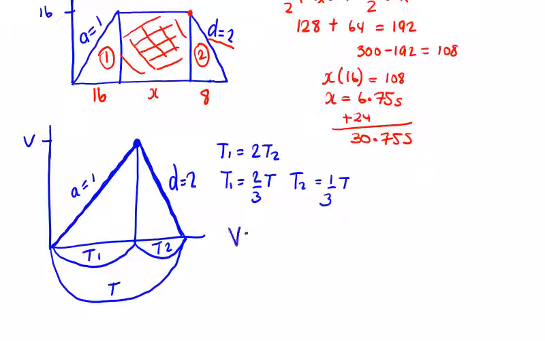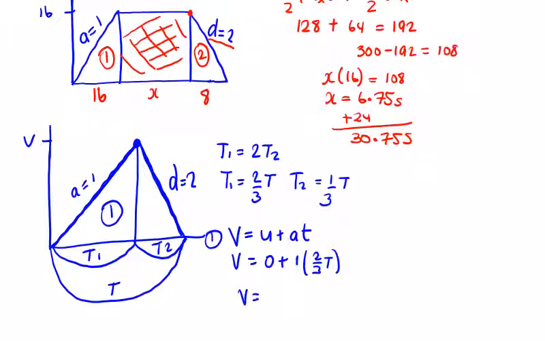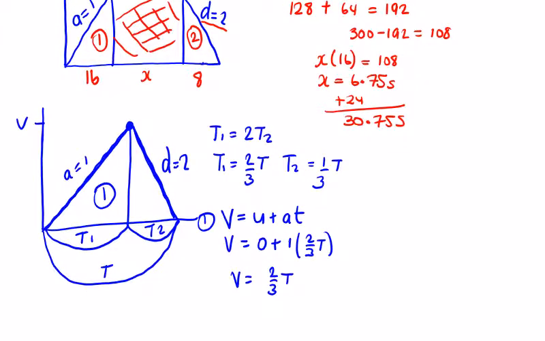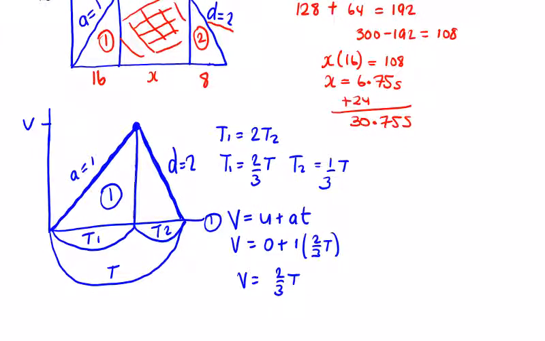So if we can get a value for velocity in terms of time, V is equal to U plus AT. So we take this in number 1 here. The initial velocity is equal to 0. My acceleration is 1, and the time taken is 2/3 T. So velocity therefore is equal to 2/3 of the overall time. And we can now sub that in. So that's my perpendicular here in this triangle.